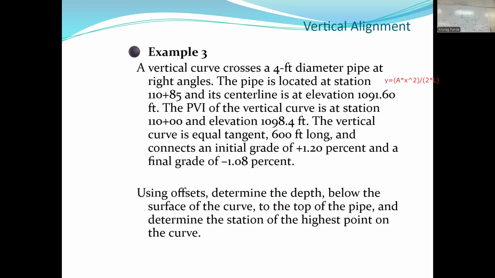So you can see the elevation of this point is only 1095.16. So the elevation here is 1095.16. That means definitely if something is at elevation 1091.60, it's going to be located below the surface of the curve. Does that make sense for everybody? So this drawing is not quite correct, right?